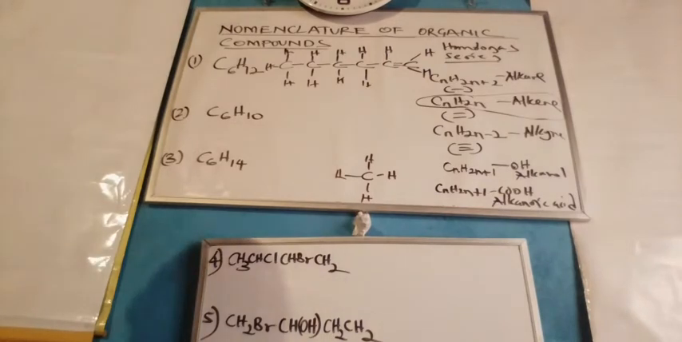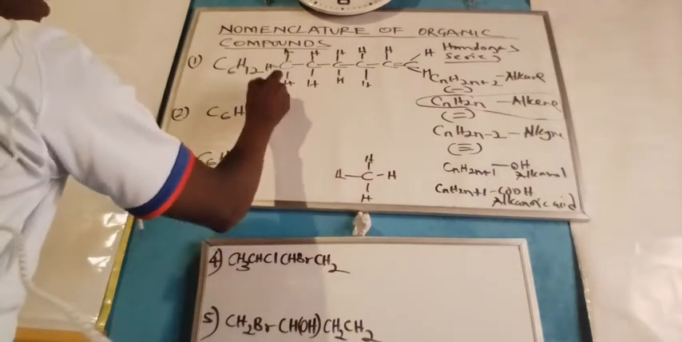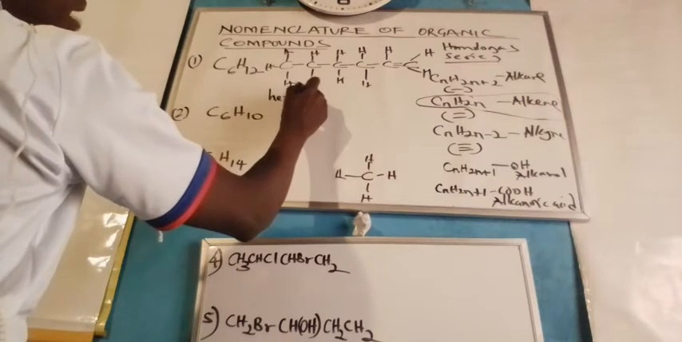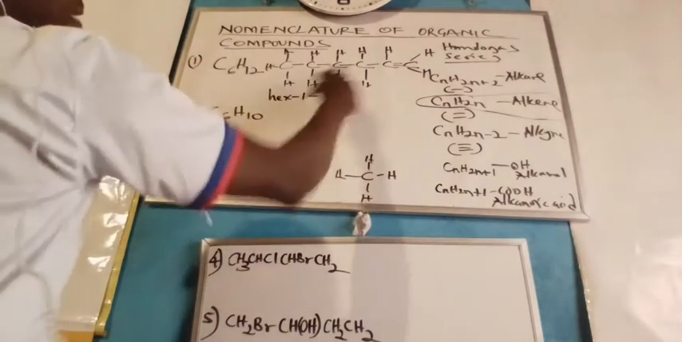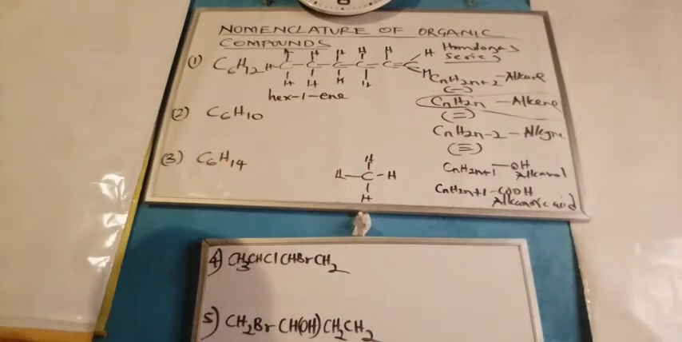How do we name it then? We name it from the side closest to the functional group, which is a double bond. We begin by counting the number of carbons, which are 6, and the prefix for 6 is hex. The position of the functional group is the first carbon, so hex-1. The family is alkene, so -ene. And then we find that the name is hex-1-ene.